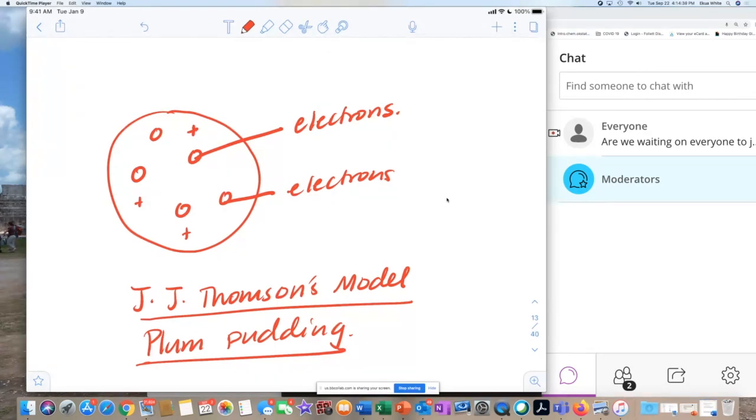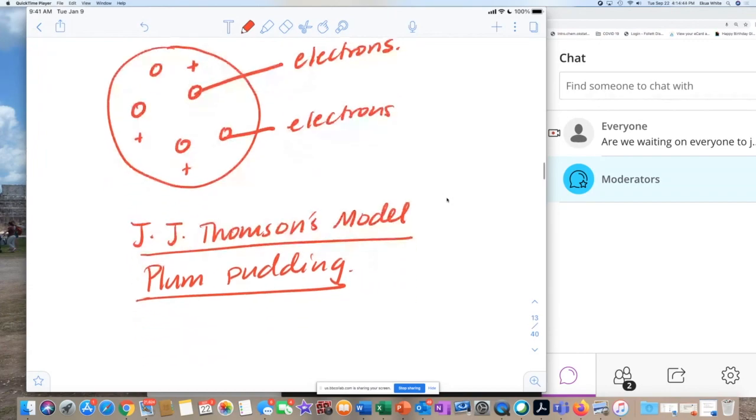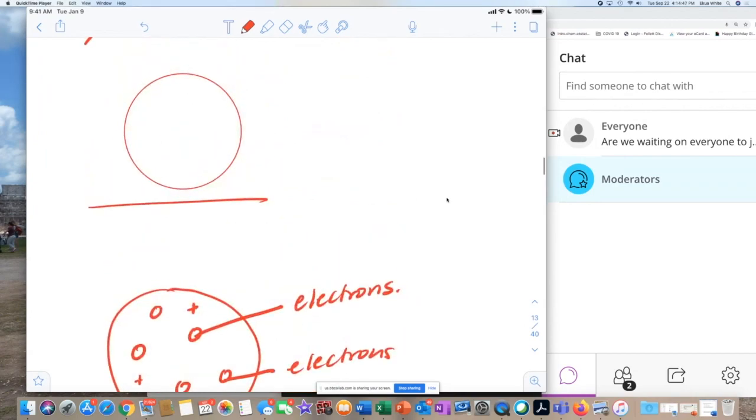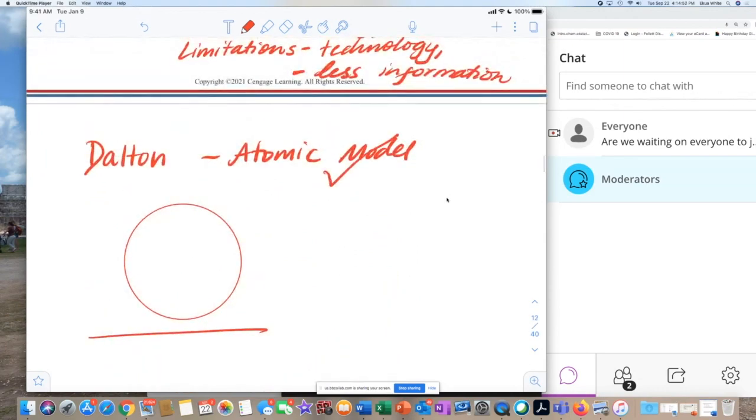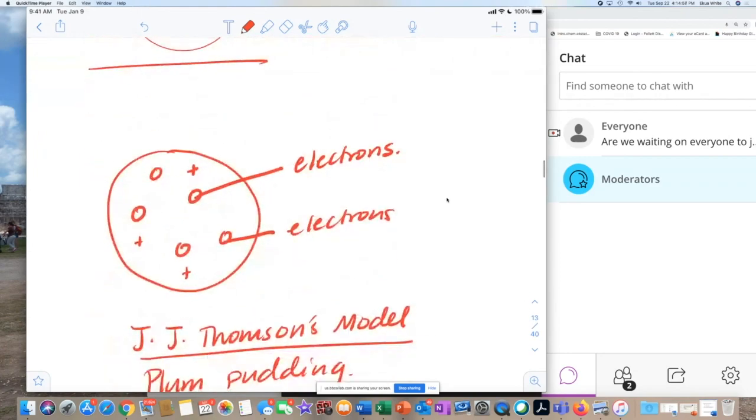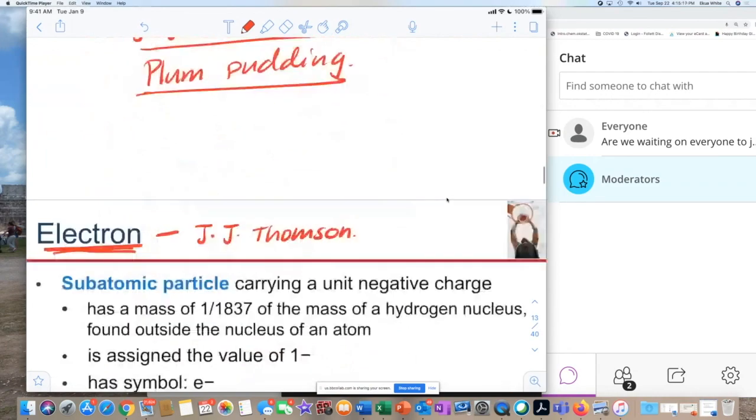But he apparently likes plum pudding so much, he names his model Plum Pudding. Okay? So you see the improvement, right? In the first one, we have a circle. We all agree it's a circle. Dalton did well. It's a circle. But he was wrong in that he said there's nothing inside. JJ comes in and says, oh, there is stuff inside the atom. From his experiment, he found there are electrons, and the electrons are spread out throughout the interior of the atom as though you had blueberries inside a muffin. Okay? So hopefully you can see the progression.